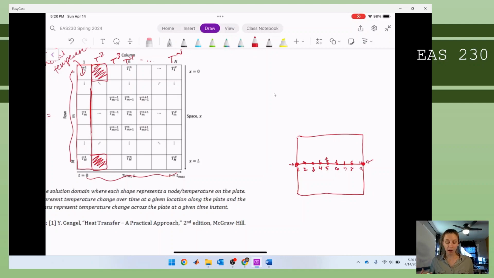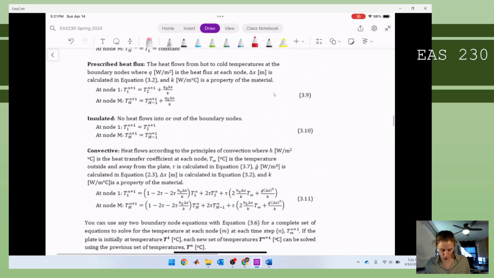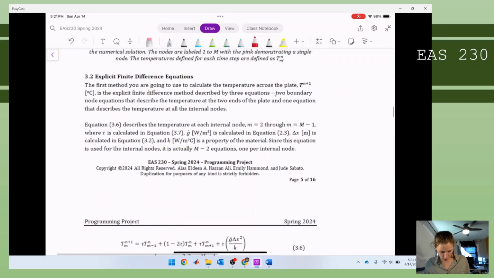Then I have an equation that tells me what's happening all in here, in what we call internal nodes. So the equation we use to do these calculations depends on which node we're talking about, which row we're talking about. So let's look at the explicit solver equations. Where are they? Right here.